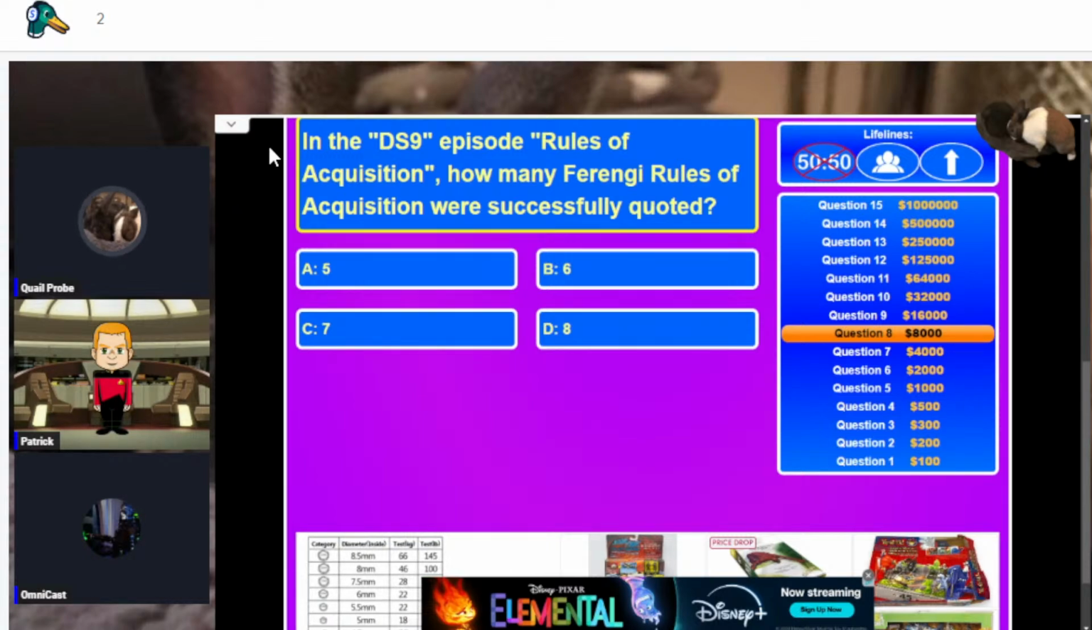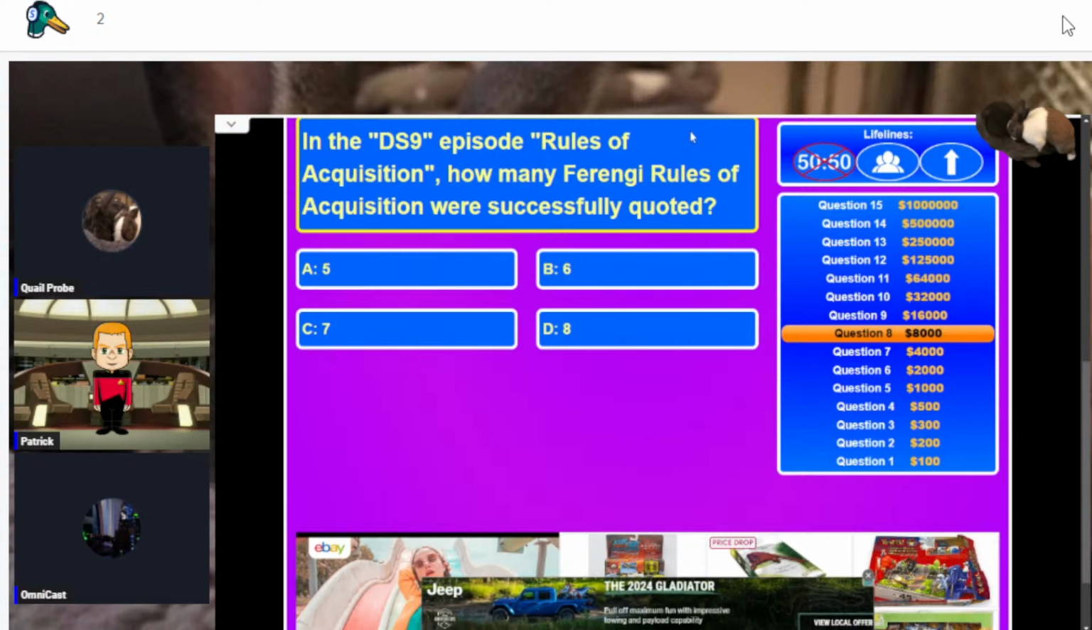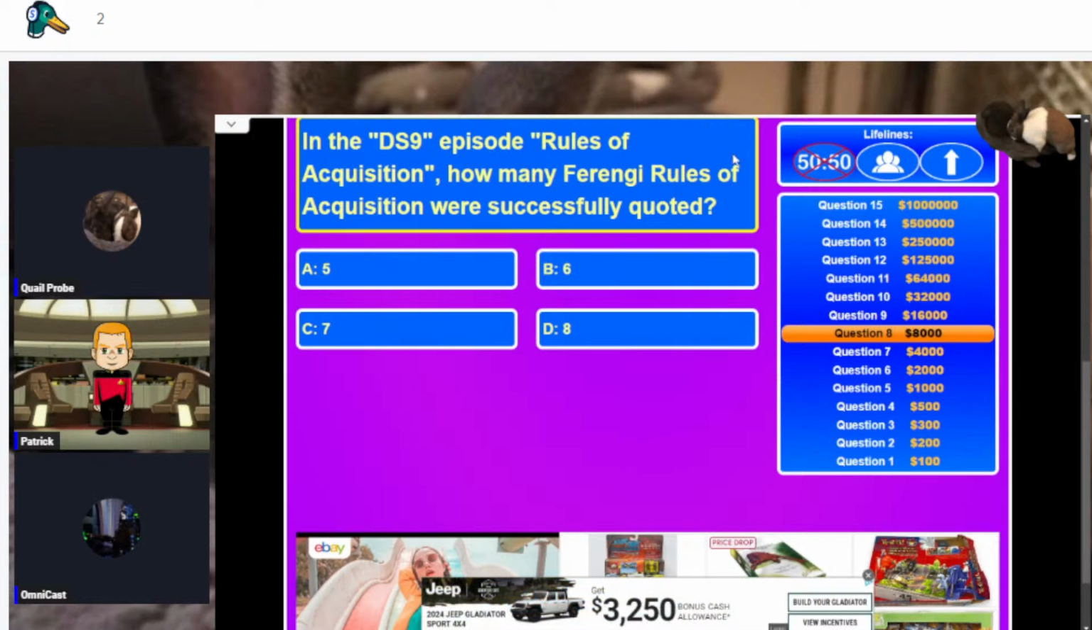In the DS9 episode Rules of Acquisition, how many Ferengi rules of acquisition were successfully completely quoted? A5, B6, C7, D8. Rules of the game. Here we go. Where's Mikey when you need him? Let's go. Bring him up. Phone Mikey. I think it was 12. Oh, 12's not an answer? Okay, I'm sorry. I'll be quiet. No, that's perfect.